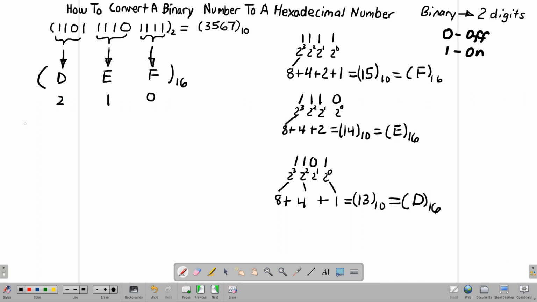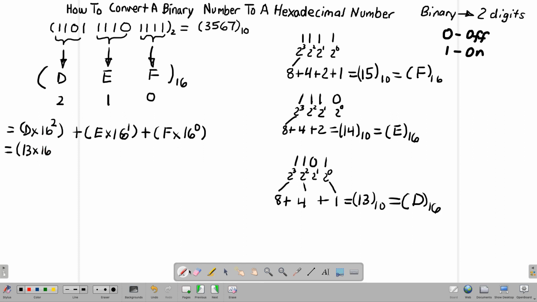So let's break it down. So we have D times 16 to the second power, plus we have E times 16 to the first power. Then we have F times 16 to the 0th power. Let's break it down further. We'll go ahead and convert the D represents 13, so this is really 13 times 16 to the 2nd power.